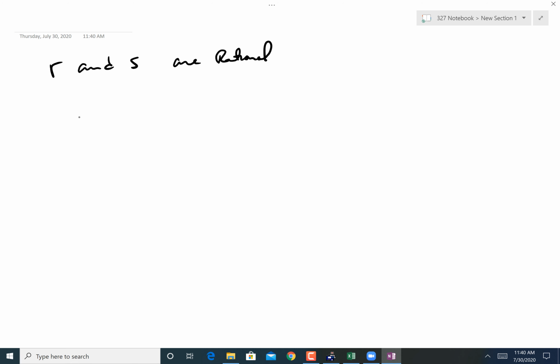Cool. So then (r + s)/2 is rational. How would I prove that? I don't know. Let's find out. So when I do this, what do I know here? Well, first of all, this is a quotient already of two rational numbers. I want you to be aware of that in just a minute.